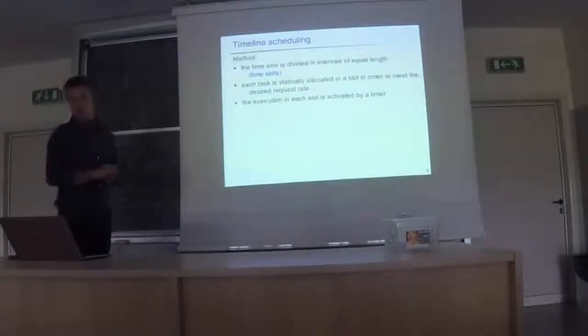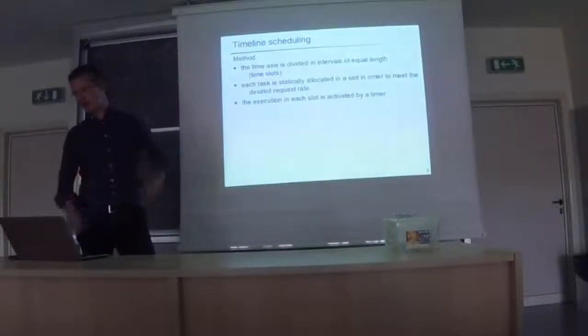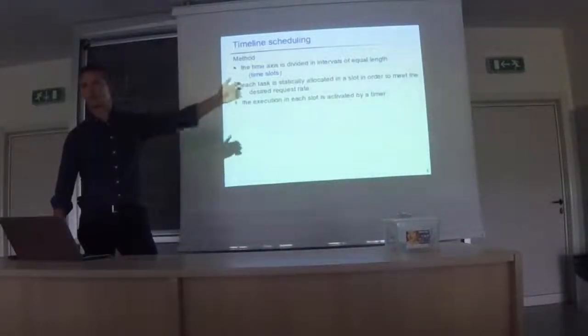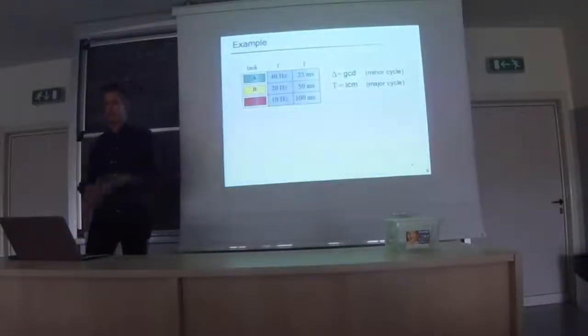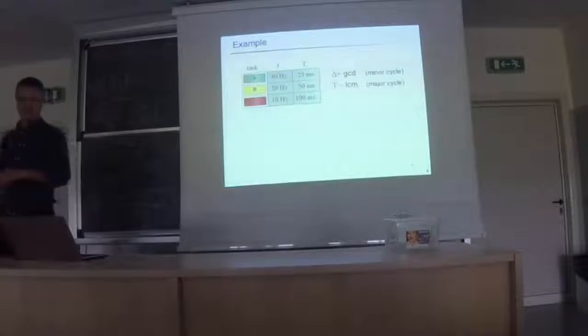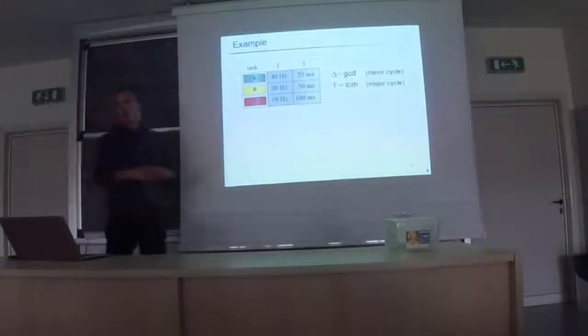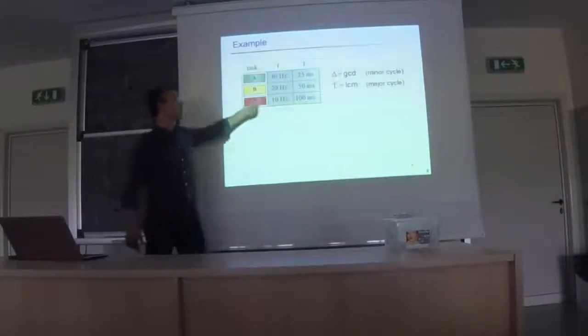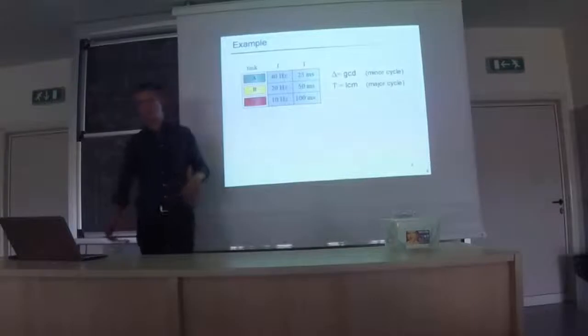So we divide the time axis into slots. Each task is statically allocated to a slot. And we essentially use a timer that triggers, monitors and drives the scheduling decisions. So here is an example. We have 3 tasks. One task goes at 40 Hertz, one at 20 Hertz, and the other one at 10 Hertz. If you take the reciprocal, you have 25 milliseconds, 50 milliseconds, and 100 milliseconds.